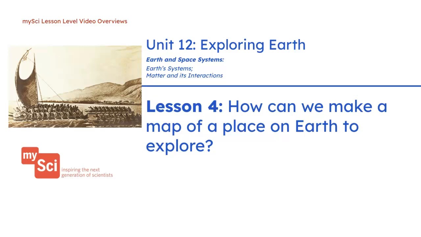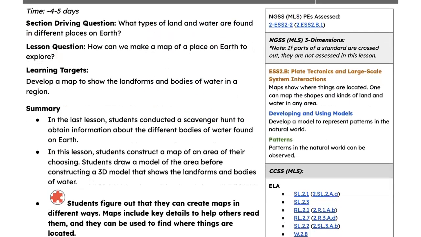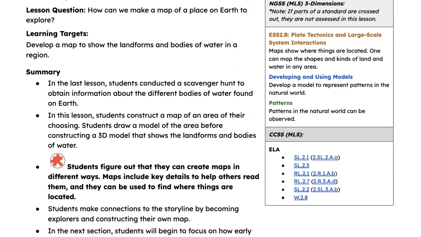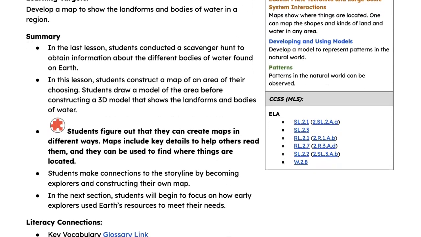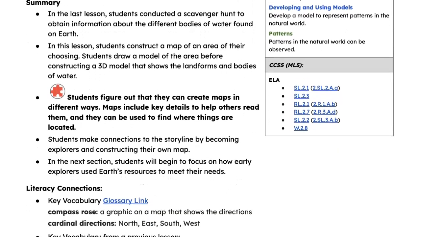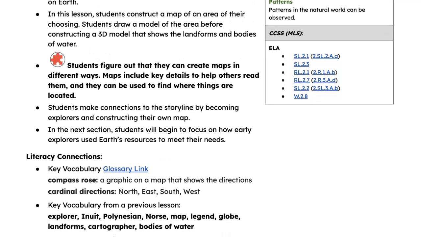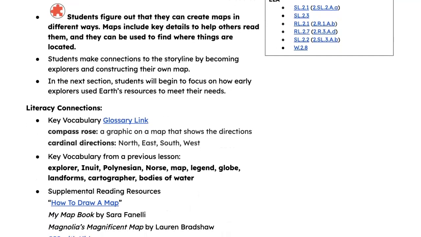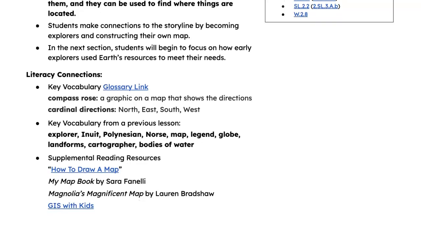They figure out that they can create maps in different ways. Maps include key details to help others read them, and they can be used to find where things are located. Students make connections to the storyline by becoming explorers and constructing their own maps. There are several opportunities for ELA cross-curricular connections throughout the lesson. You can look for specific standard connections in the Unit 12 Teacher Guide. This lesson will take approximately 4 to 5 days to complete.